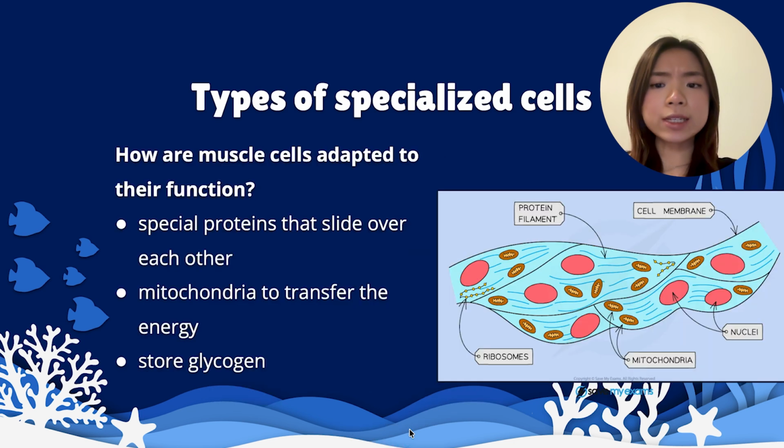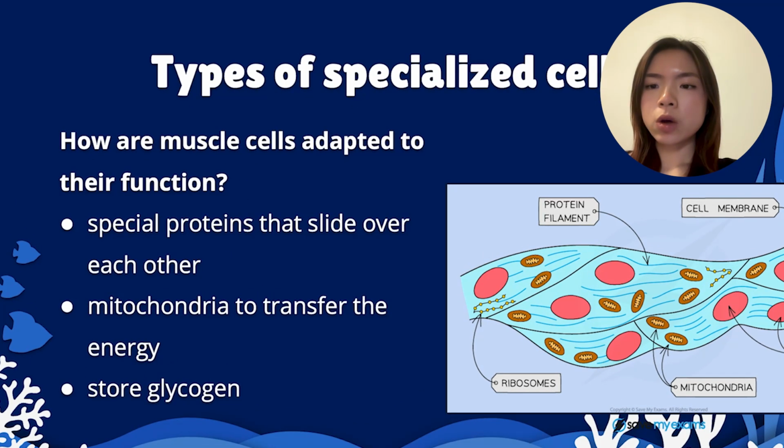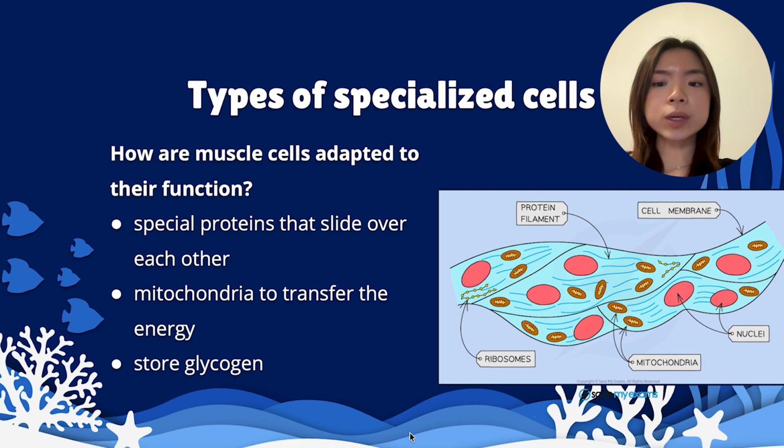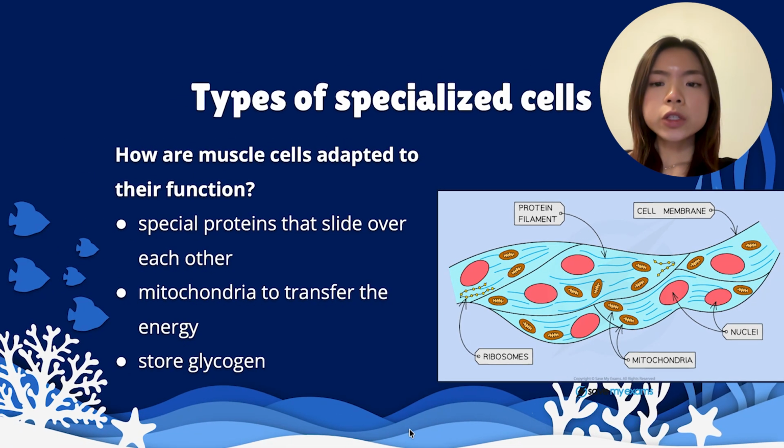So firstly, what is the function of the muscle cell? Muscle cells are specialized cells that can contract and relax. So we've got striated, also known as striped muscle cells, which all work together in tissues. And these tissues are called muscles. So muscles contract and relax in pairs to move the bones of the skeleton.